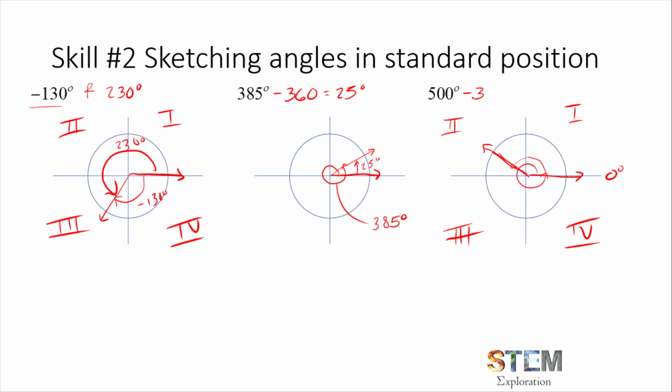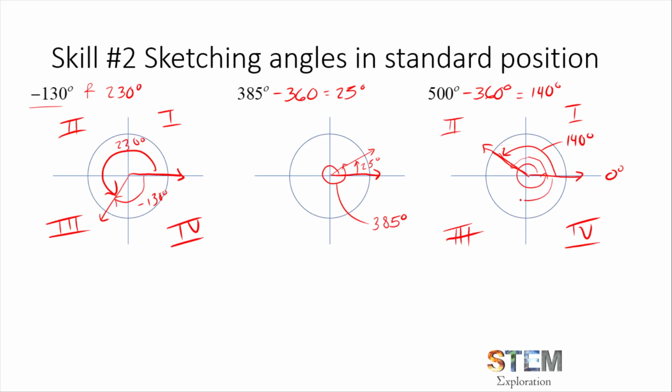Now we'll do the same thing. We'll subtract 360 as many times as we need to. We'll only need to do it once. And so we'll get 140 degrees remaining. So this angle measure here is 140 degrees.